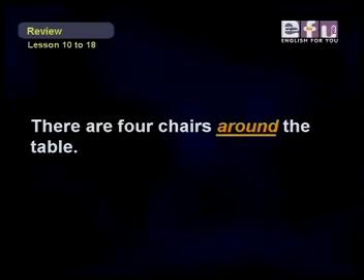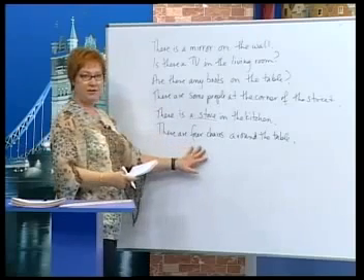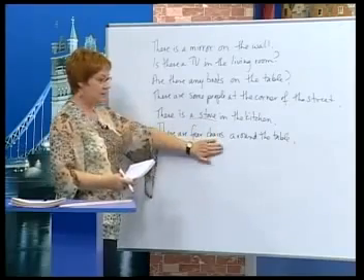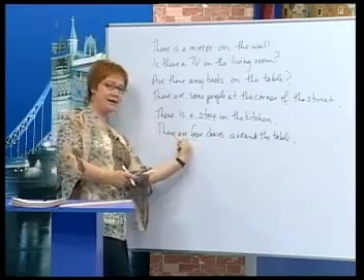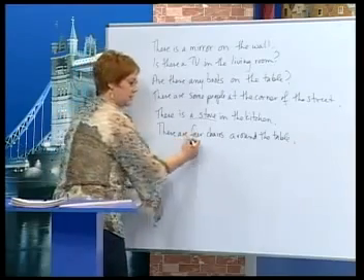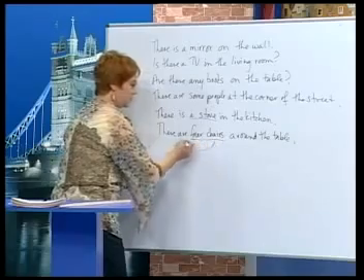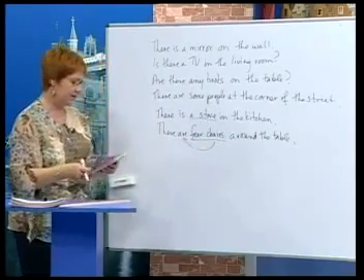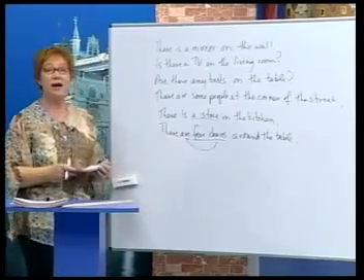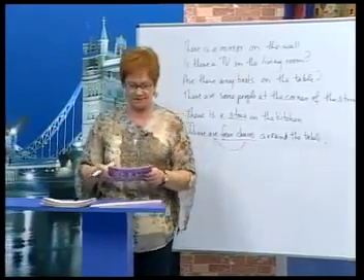There are 4 chairs around the table. So this is plural because you have 4 chairs. So we look back to have are. So chairs are. Okay? So remember this about there is and there are. Now, let's practice by asking some questions.